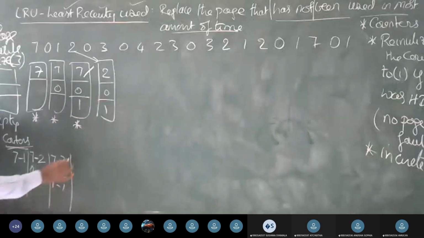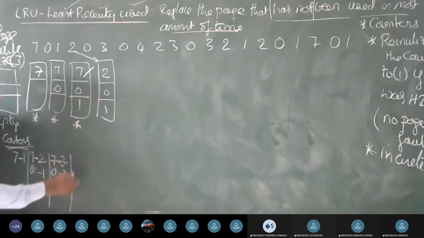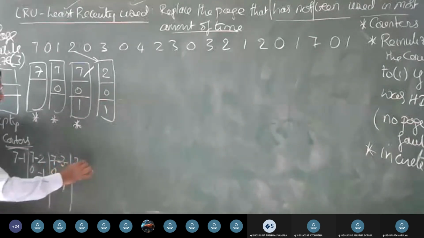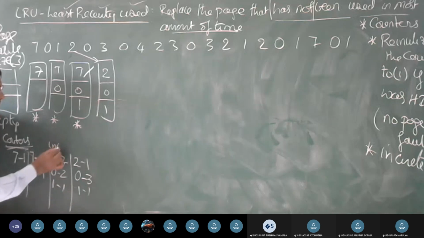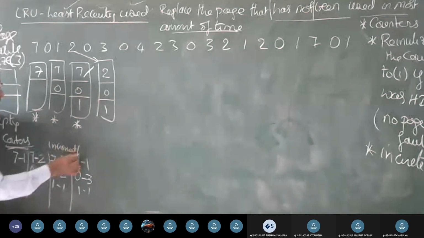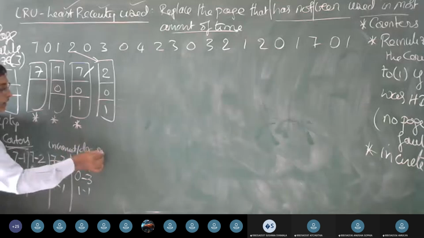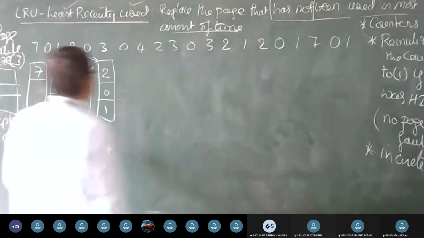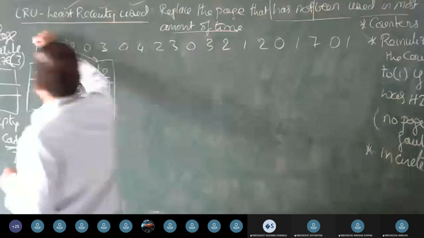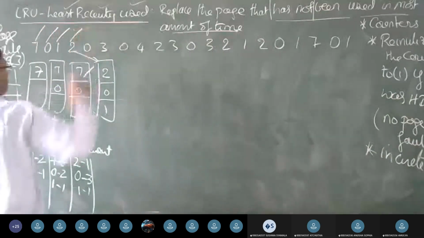Now what is the counter value? 7 is deleted, right? So now I get the value for 2. It is the first occurrence. 0 was 2, now it is incremented. 1 was 1, and now we are going to increment the value. So this is the status here. Next one. So we talked about 7, 0, 1, 2.